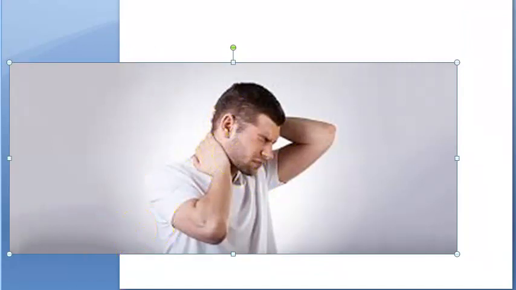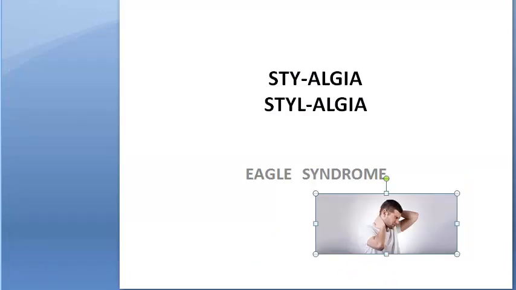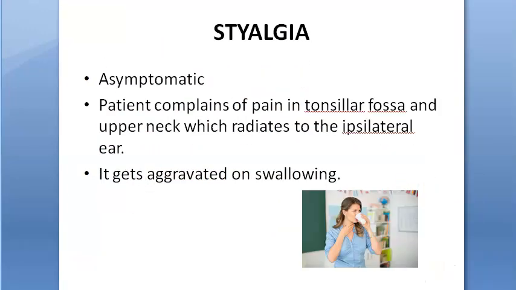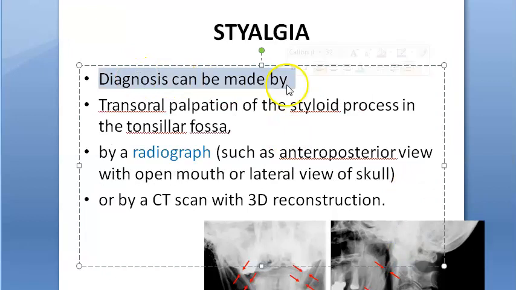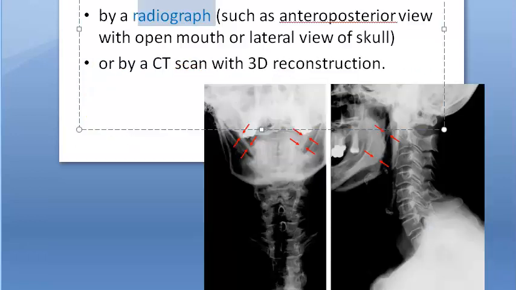Then, let's continue. So, what is the diagnosis? How will you do the diagnosis? You will do palpation, transoral, via the oral cavity, palpating the styloid process in the tonsillar fossa. By radiograph, you can check. Which type of radiograph? Antero-posterior view, AP view, with mouth open, or lateral view of the skull.